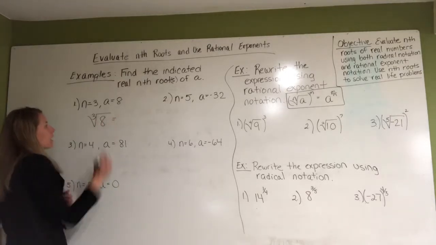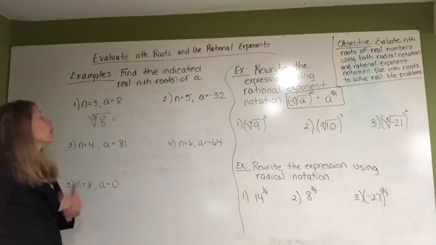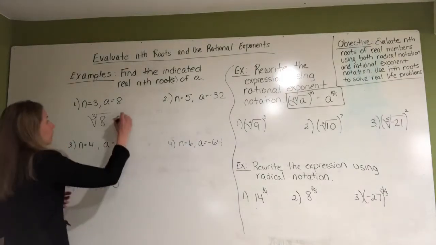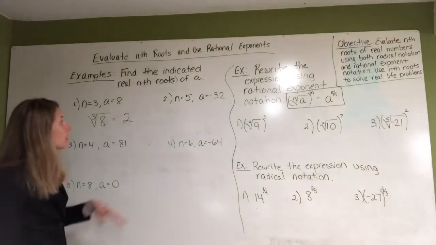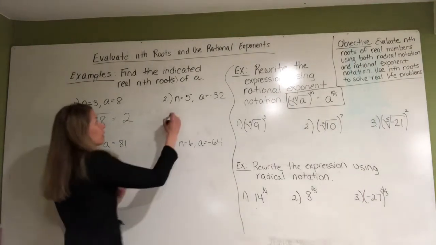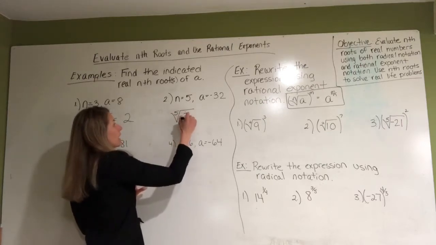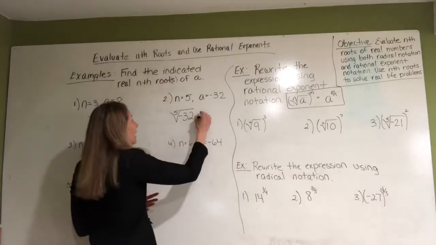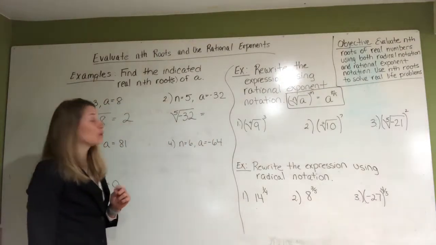And as we said on the last page, when you have an odd root, you're only going to have one real solution. So what is that number that multiplies by itself 3 times to get 8? That would just be positive 2. So there's just that one solution. Now if we move on to number 2, this time we also have an odd root, it's 5. But this time we're finding what is the 5th root of negative 32. Again though, since we have an odd root, there's still going to be one real number solution.